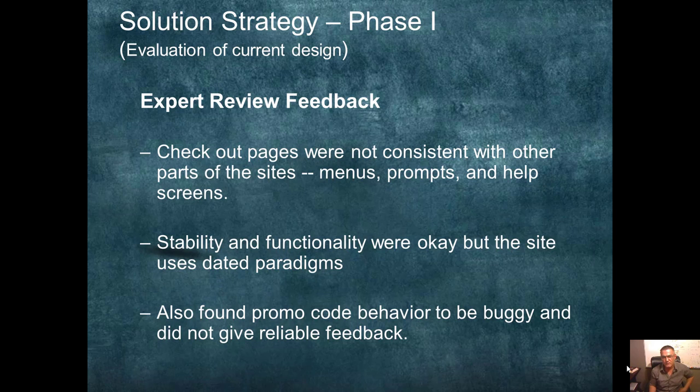And kind of our takeaways were that it definitely lacks consistency. If you use the newer parts of the website, the corporate or lab solution site, then come over to the shop or checkout side, you will definitely see a drop-off in the fidelity of the menus, the prompts, the help screens. Things aren't as easy to find when you go into the checkout pages. As we mentioned, stability was fine, just some of the paradigms that are used are dated, and we also found that there was some bugginess in the promo code.